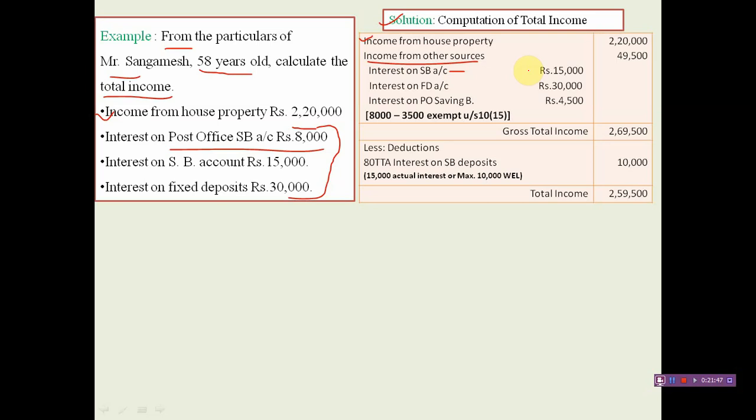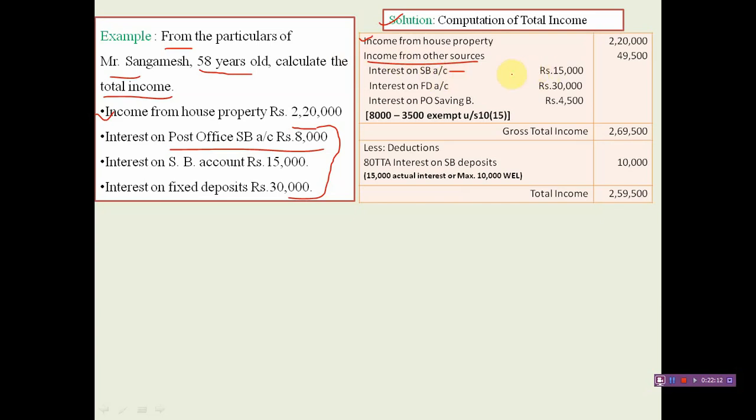See, it is allowed as a deduction under section 80TTA. But first we should take, or we should include that income into gross total income. It is not an exempted income. For this he can claim deductions. Okay, so first it should be taken while computing the income from other sources.